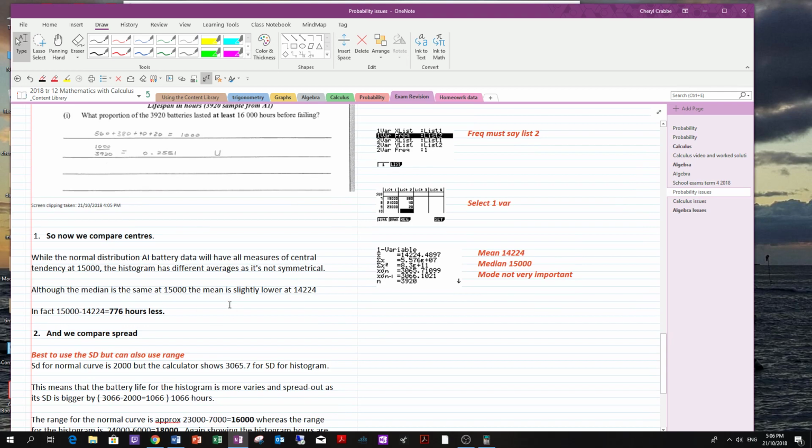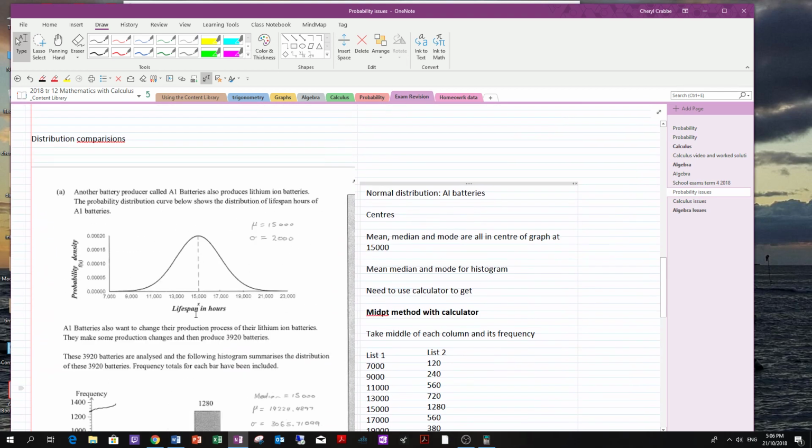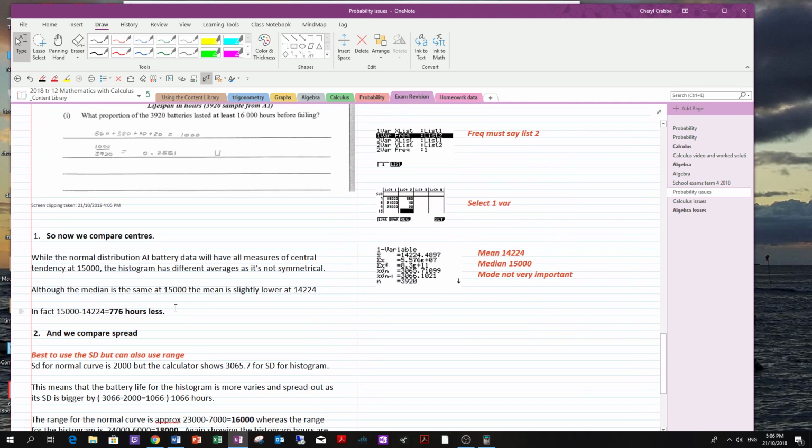So now we can compare the centers of the normal distribution against the histogram. It has to be a comparison, guys. It's got to be a statement that is a comparison. So while the normal distribution battery data will have the measures of central tendency at 15,000, the histogram has different averages as it's not symmetrical. Although the median is the same at 15,000, the mean is slightly lower at 14,224. You see, this is a comparison, slightly lower. And in fact, I'm going to say exactly how much lower. It's 776 hours less. Bingo.